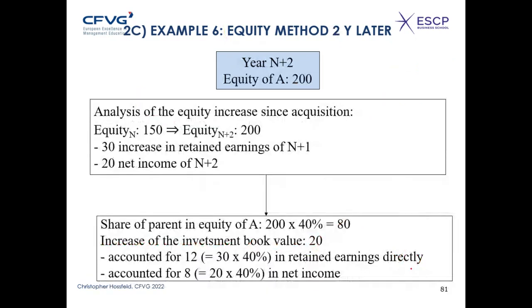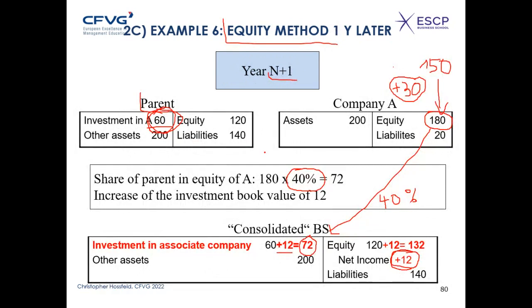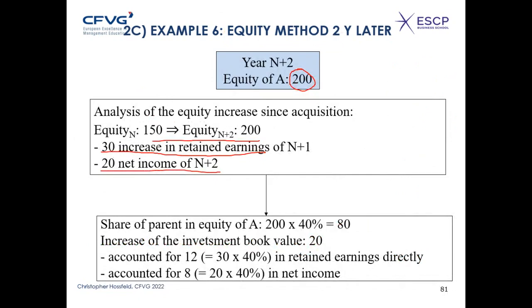Okay, that's N1. Now we are in N2, and now the equity is 200. Okay. And what is it based on? Well, there's a total increase of 50 since the acquisition date. 20 relates to the net income of the second year, N plus 2. And 30 is an increase in retained earnings. So in other words, we assume that all the profits that I had last year, plus 30, were retained. It doesn't really matter what we assume here, but here we assume everything has been retained.